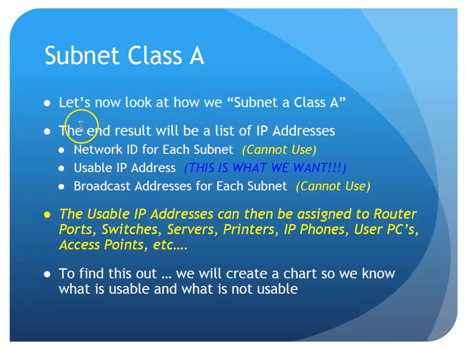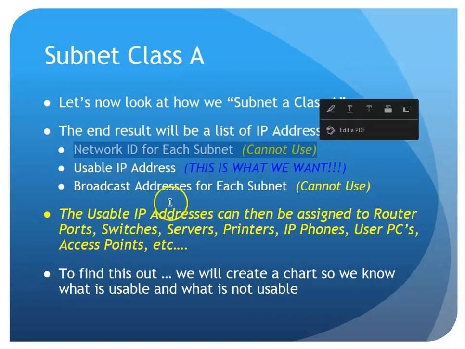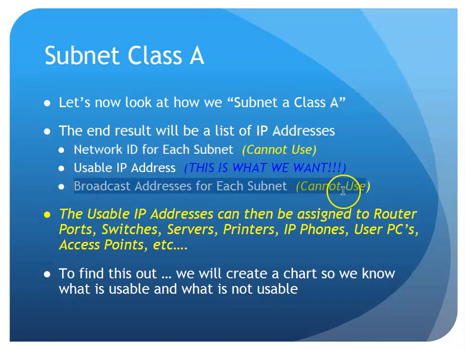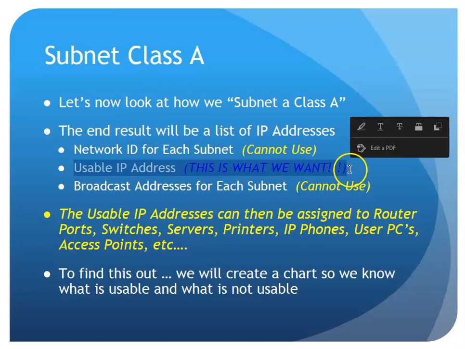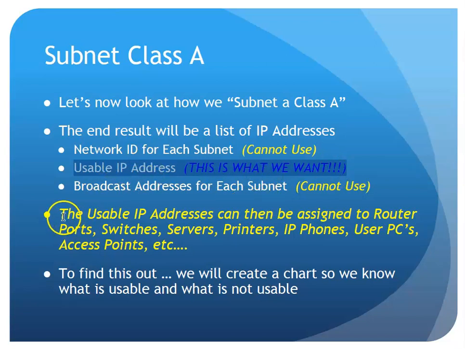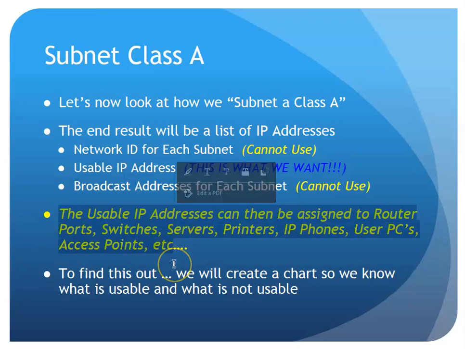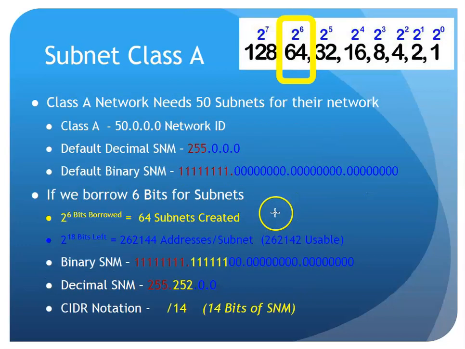Remember, network number, all zeros in the host portion. We can't use that. We're going to get that in its own column. Broadcast address, all ones in the host portion. Again, we can't use that. We're going to put it in its own column. We want the middle column of usable IP addresses. These are the ones we want so we can use them to apply to router ports, workstations, printers, IP phones, etc. So let's take a look.